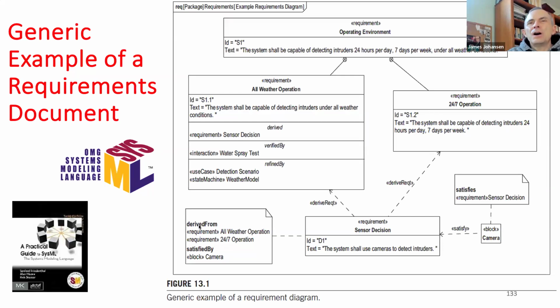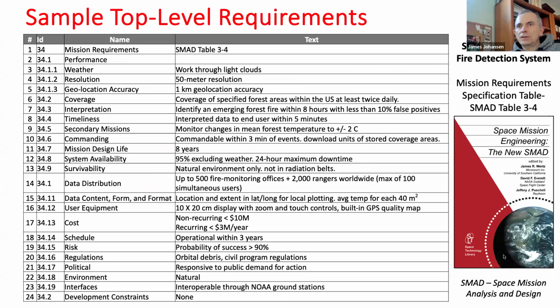Also we have a derived requirement here for all weather operations, and that's satisfied by the camera. Here's another one that's being satisfied by the camera. We can see various relationships that come up with that. So feel free to look over chapter 13 of Freudenthal to get some more insight on this.